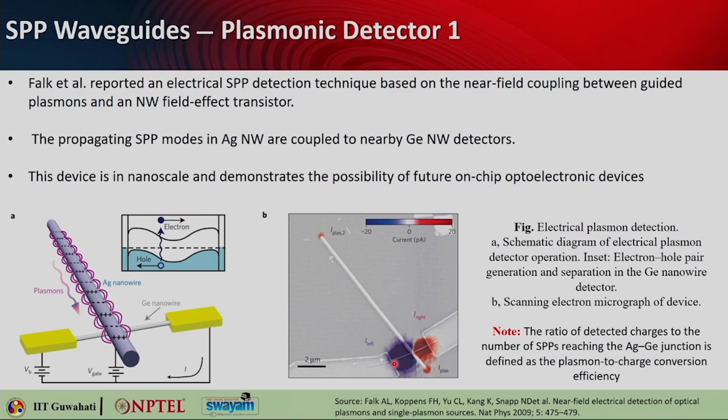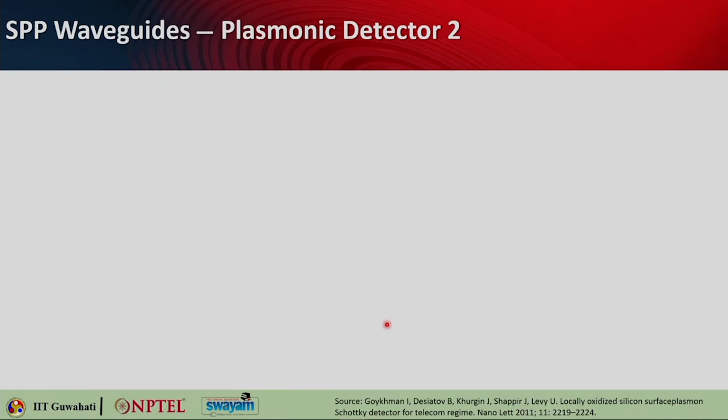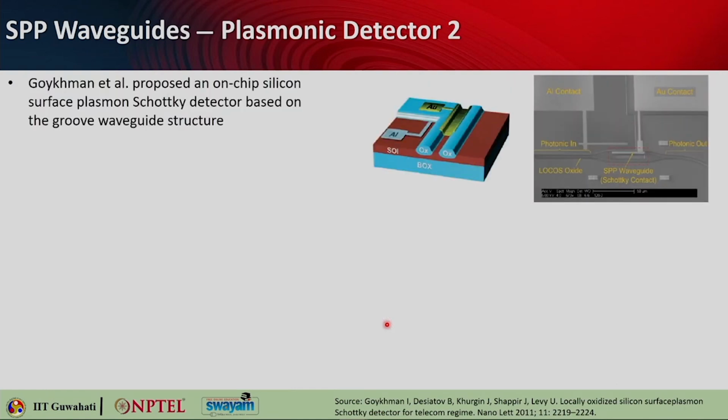Okay. And always remember that the ratio of the detected charges to the number of SPPs reaching this particular silver germanium junction is defined as plasmon to charge conversion efficiency. So, the higher this efficiency, the better will be this detector, right, plasmonic detector. There are other types of detector as well.